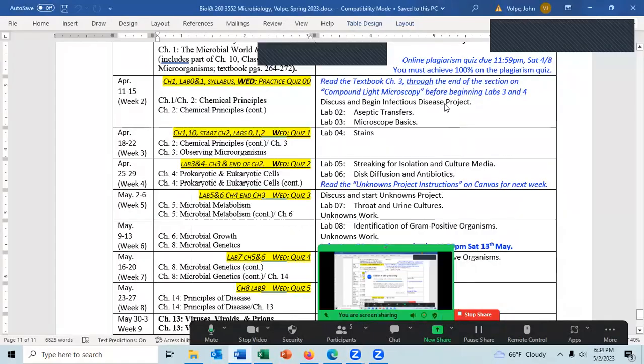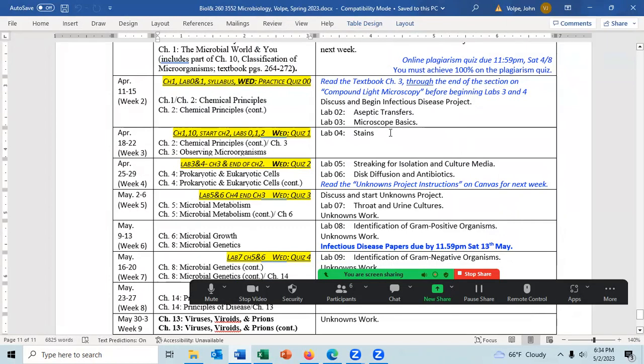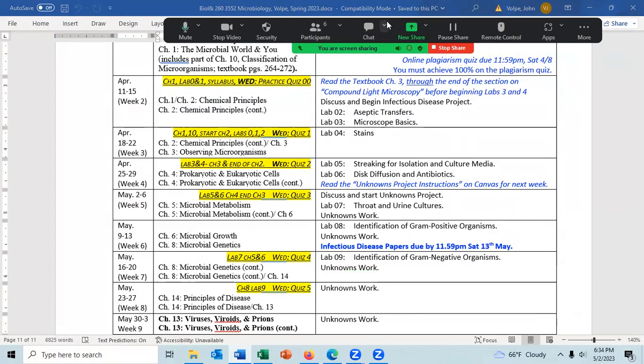I'm going to share my screen. Should be able to see my screen now. So what I need to talk about this time in the lab is the unknown project. This is a project that you will work on almost all term long from now on, where you'll be trying to identify an unknown bacterial species. And this is all going to be done online, so it'll be done between you and I.